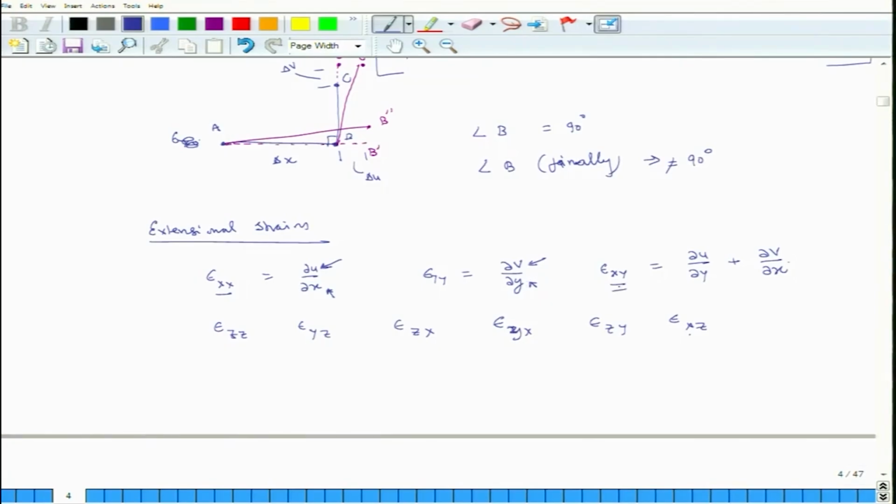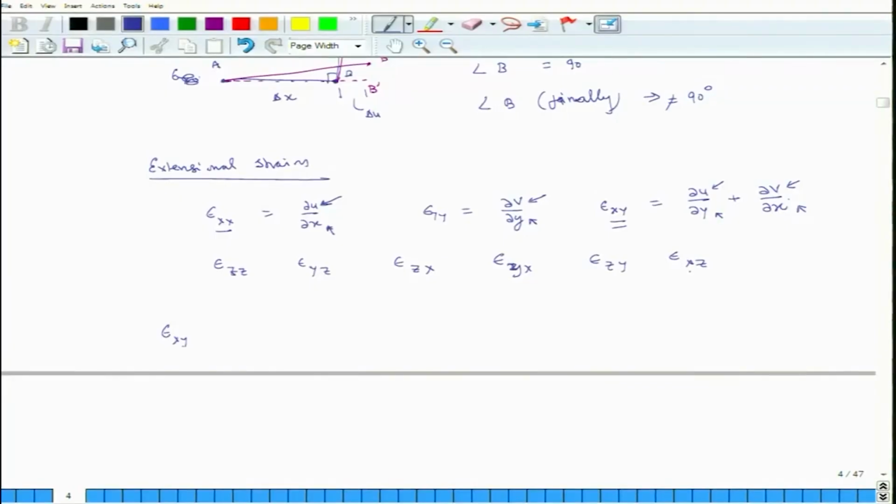And then epsilon xy is dependent on again two directions, and it has two components: displacement in x direction divided by the length of the line in the y direction, plus displacement in y direction divided by length of the line in the x direction. So, again these strains are dependent on two directions, one is the direction of displacement and the other one is the direction of the line element which we are interested in.